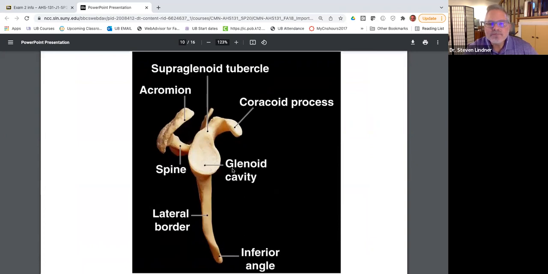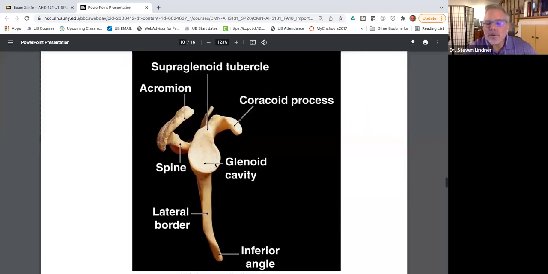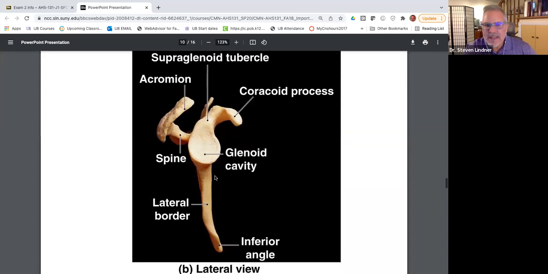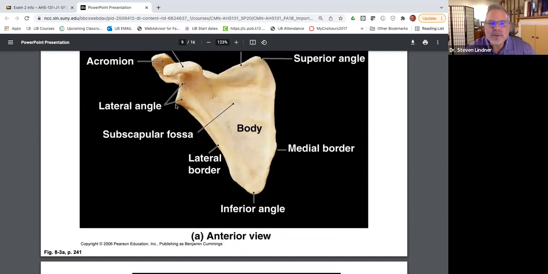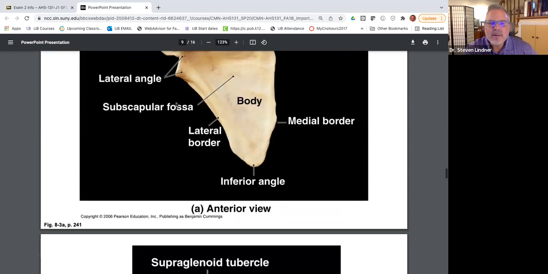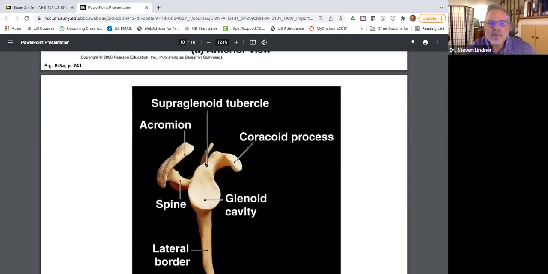Okay, so now we're looking at the lateral view of the scapula. Here's the glenoid cavity, and I'm glad they pointed that out right here on the top, supraglenoid tubercle. And then the infraglenoid tubercle would be right at the base. A little bit easier to see from this view, that would be right there. Here's the glenoid fossa or glenoid cavity.